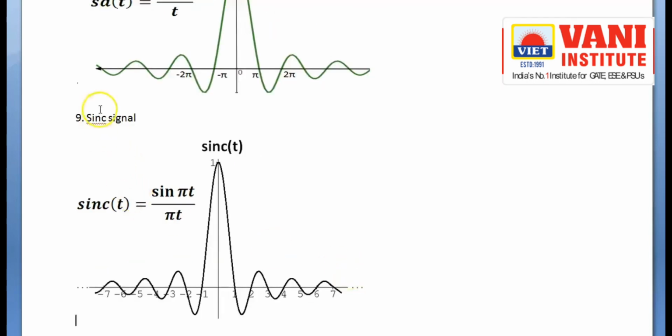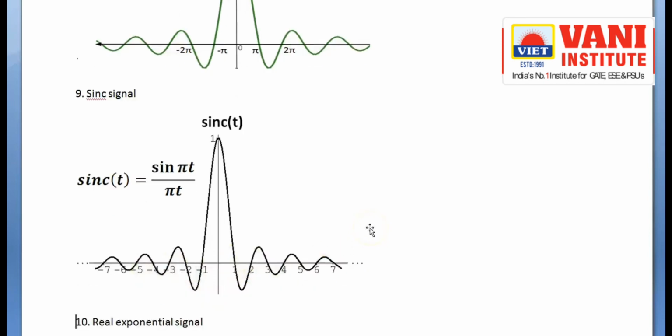Next one is a sinc signal. Sinc is sin pi t by pi t. The previous signal is sampling signal, which is sin t by t. This is sin pi t by pi t. Maximum is 1, and the signal will be 0 at 1, 2, 3, and so on. Similarly, minus 1, minus 2, minus 3, and so on. At these points, it will be 0. That's about sinc signal.